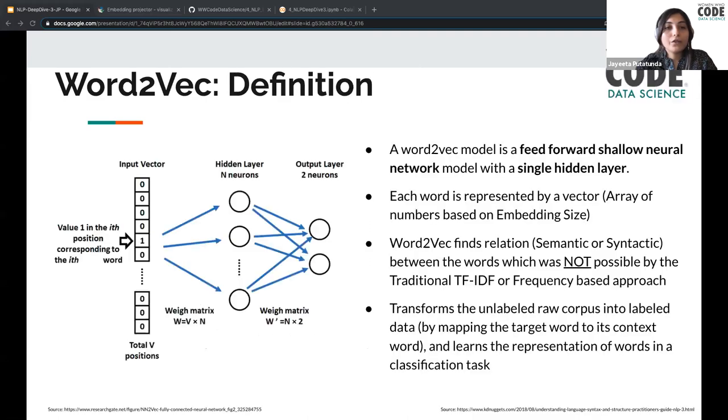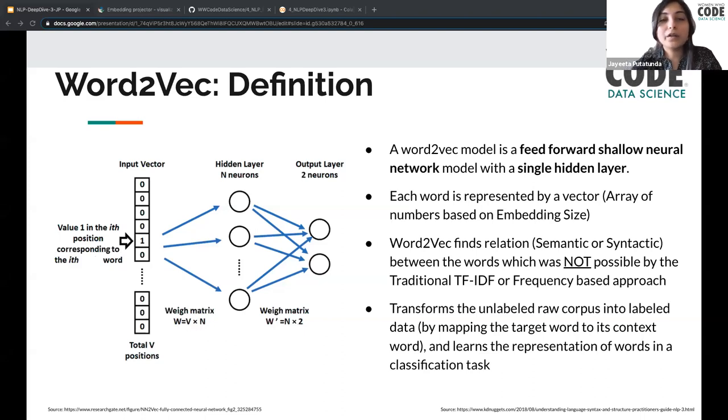Great. So we'll go forward and look at what the actual definition of Word2Vec is. I know the image at the left hand side looks a little daunting, but take it step by step. We see that there are three layers. It has an input layer, a hidden layer, and an output layer. So basically Word2Vec is a shallow feed forward neural network. It has only a single hidden layer. That's why we call it shallow, because it's not deep.